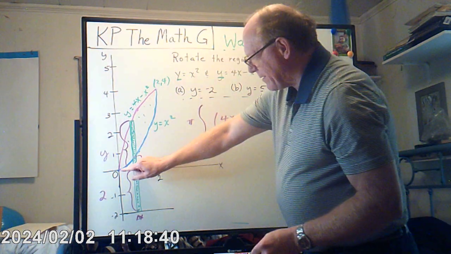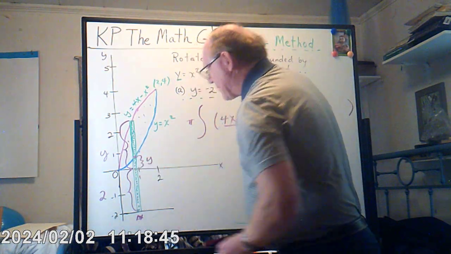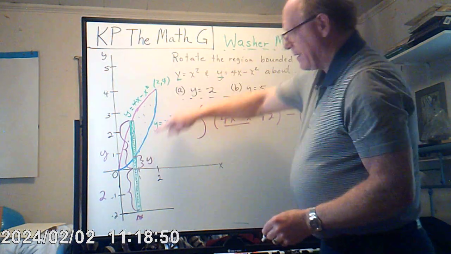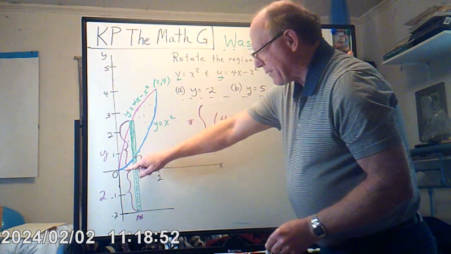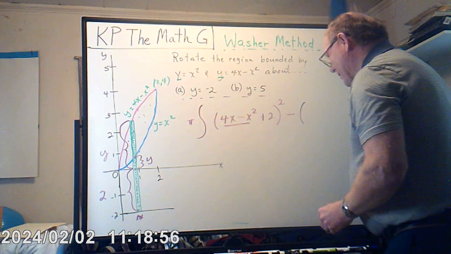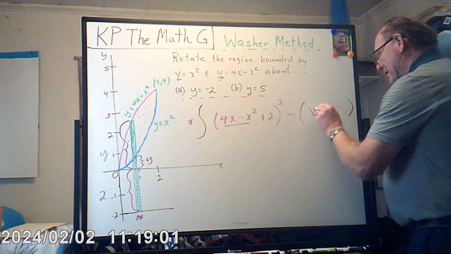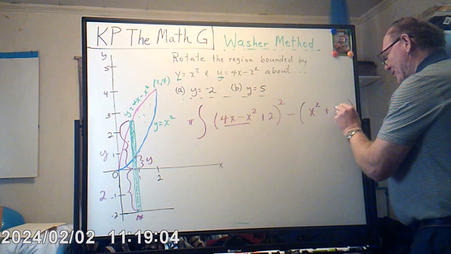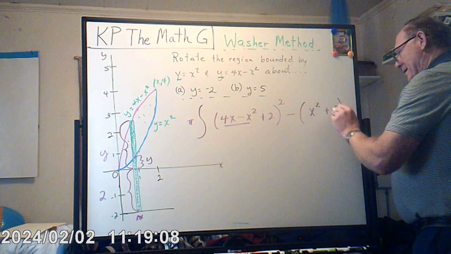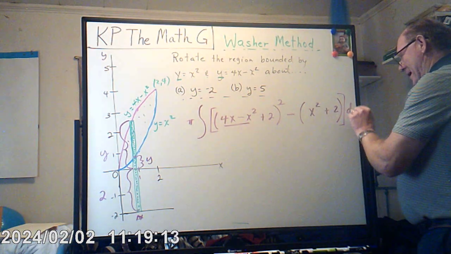This height here touches the blue curve. Well, the blue curve is x squared. See, this is y equals x squared. It tells you what y is. So we're going to say x squared plus 2, and we're going to close this in, and put dx.